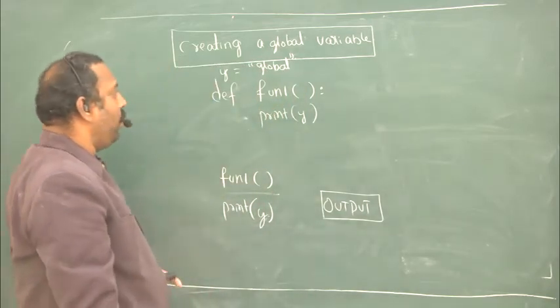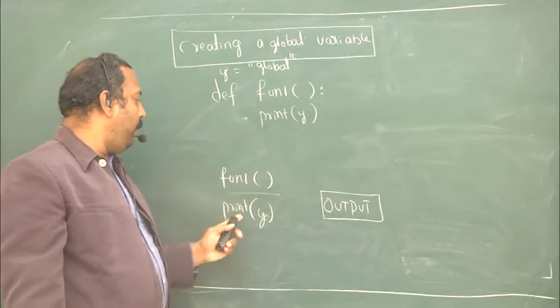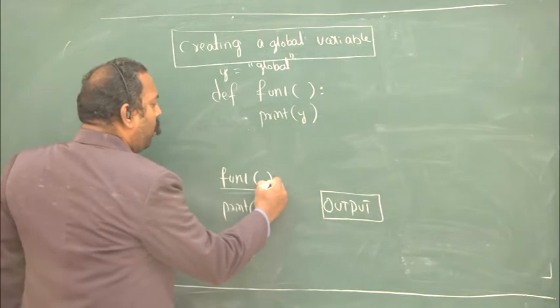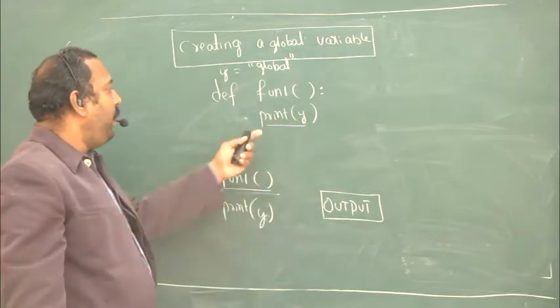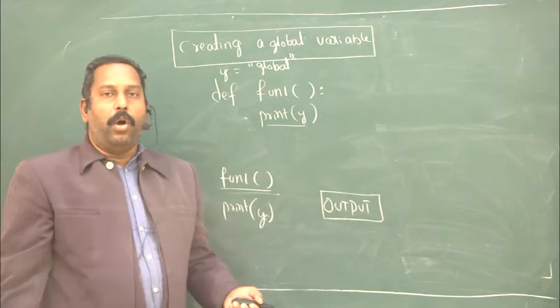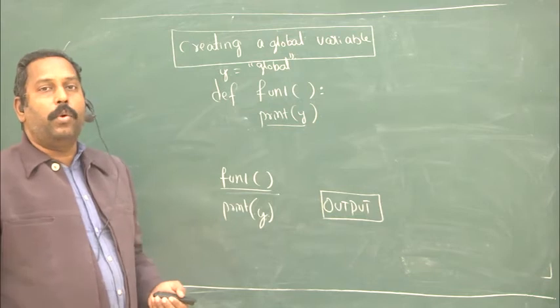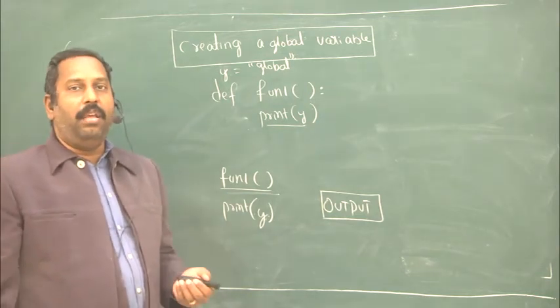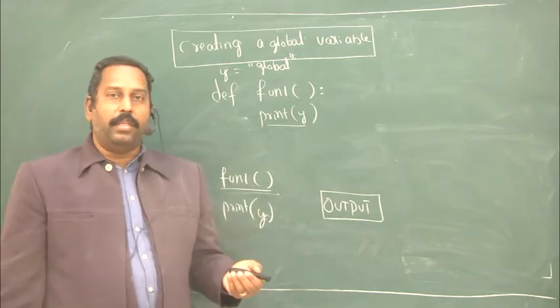I write y equal to global, define function 1, print y, and I am calling function 1. Here you see, whenever there is a function call, the control will go to function 1, print y. Actually, y is not defined in the local scope, but y is defined in the global scope. So a global variable can be accessed in any function, anywhere in the program. Within the function also you can access the global variable.